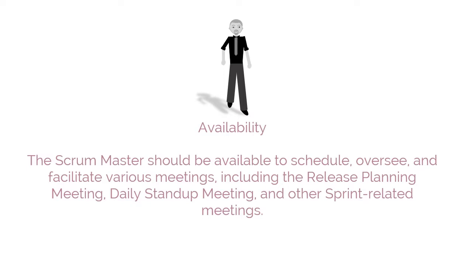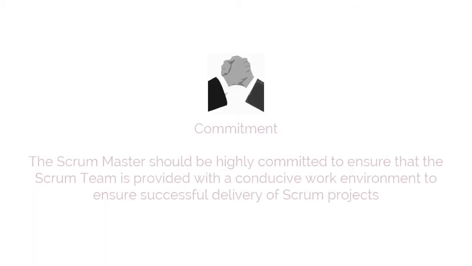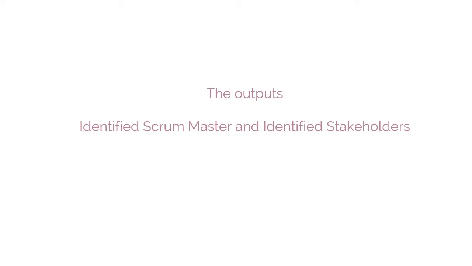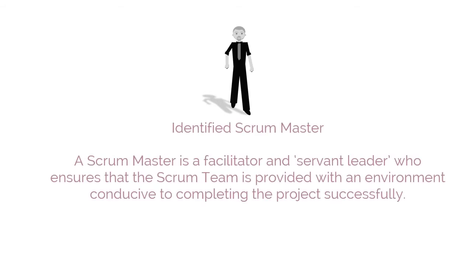Availability. The Scrum Master should be available to schedule, oversee, and facilitate various meetings, including the release planning meeting, daily stand-up meeting, and other sprint-related meetings. Commitment. The Scrum Master should be highly committed to ensure that the Scrum team is provided with a conducive work environment to ensure successful delivery of Scrum projects. And finally, servant leadership style. For more details, please refer to section 3.10.4.1. The outputs of this process are Identified Scrum Master and Identified Stakeholders.